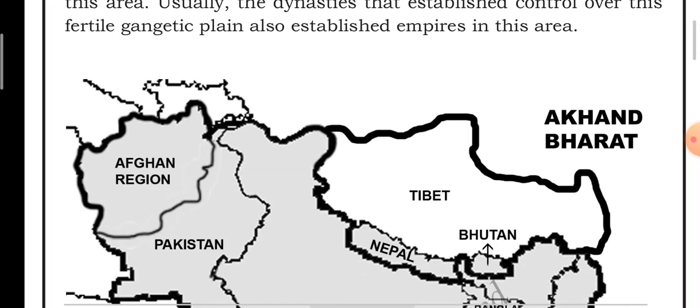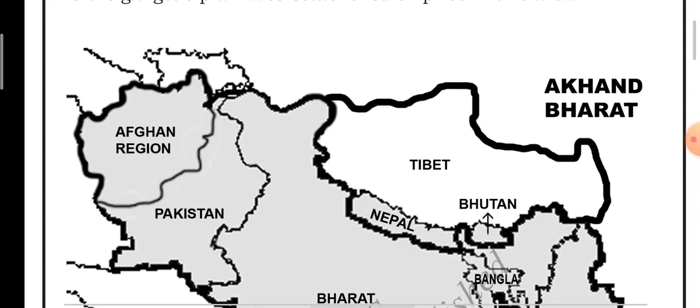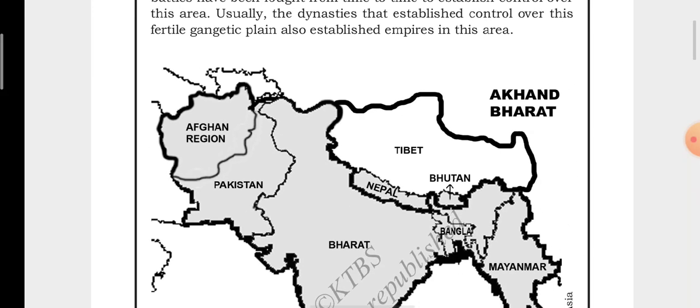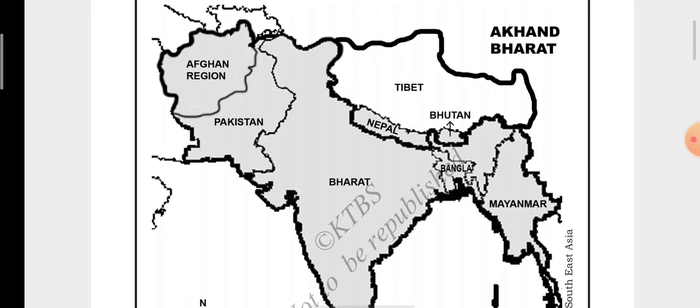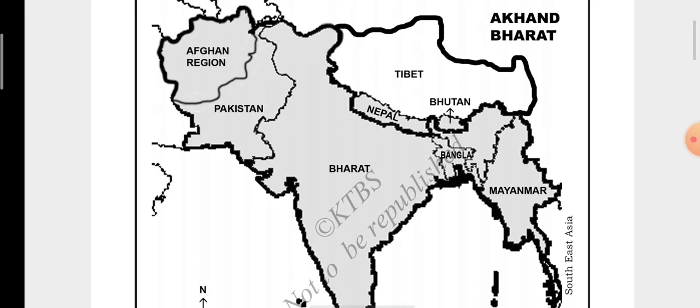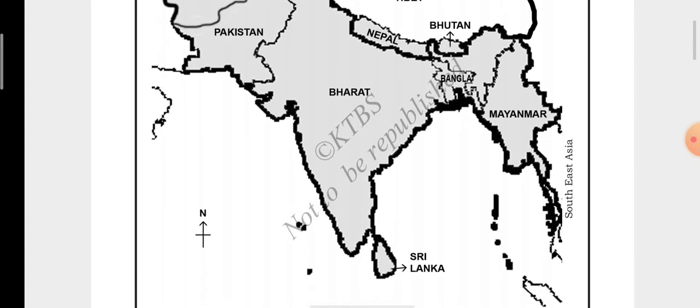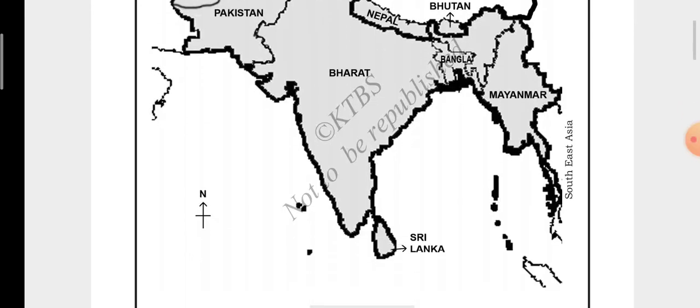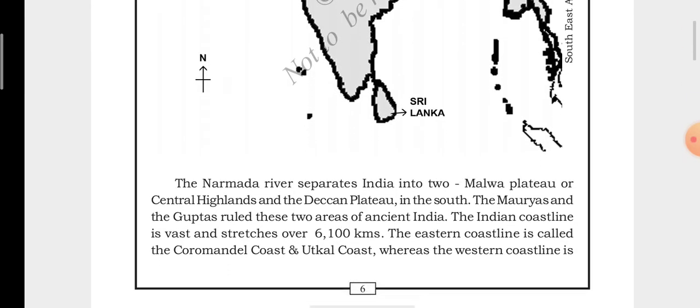Okay, so now this is the map of India with its neighboring countries, together called Akhand Bharat. Okay, so this is our Bharat, Tibet, Bhutan, Nepal, Myanmar, Bangla, Pakistan, Afghan region. These are our neighboring countries, even with Sri Lanka.